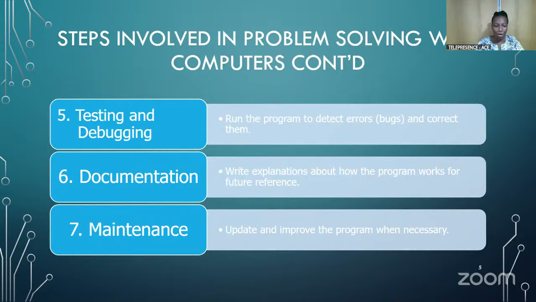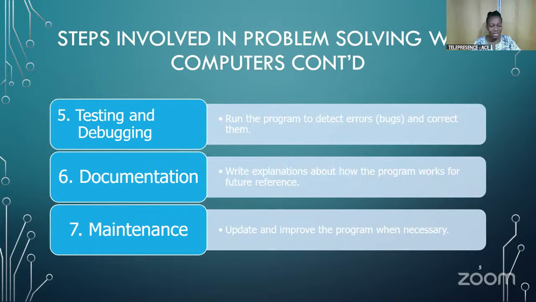We have what we call documentation as the sixth step. Here you write an explanation of how your program works so that if anybody picks it up, he or she will be able to understand. They'll be able to get how your program works so that even when they want to carry out a particular step or something associated with it, it will be very easy for them.